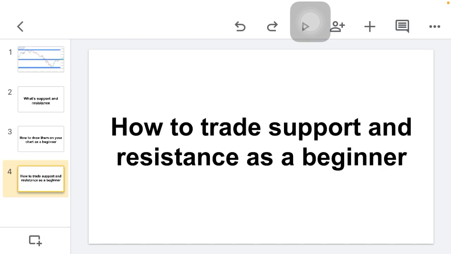Same thing goes for your support. Once your support is broken, that support, the previous one you drew on your chart, becomes your resistance, because the support has been broken and the market is going to another support. That is how the market keeps moving.